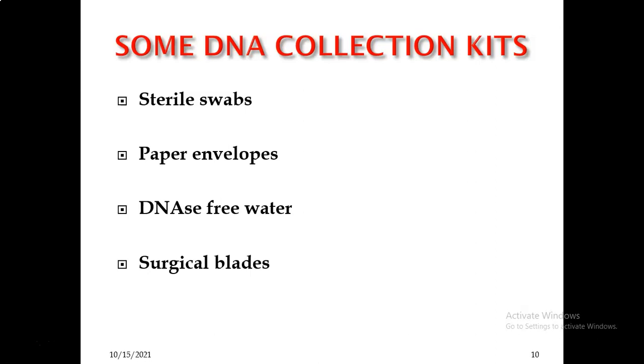We also need paper envelopes. We need DNase-free water. DNase is an enzyme that can degrade DNA. So the water we are going to use should be free from this particular enzyme, because this enzyme can degrade the DNA we are going to take. Then in some cases, we might need surgical blades. These are a few of the collection kits.